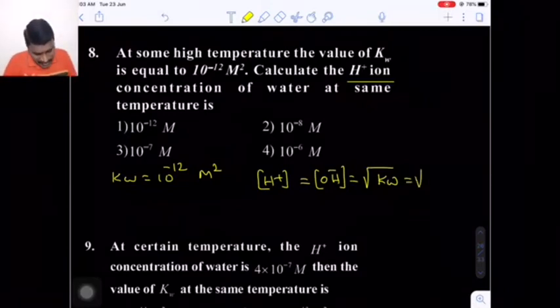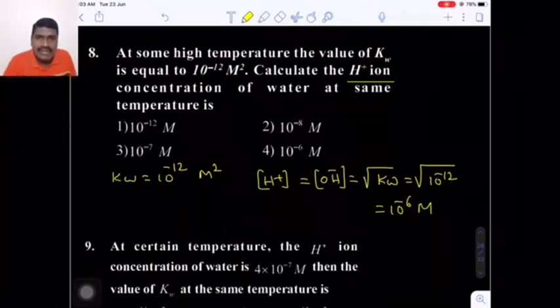Now what is the Kw given in the question? 10 raised to minus 12. Under root of 10 raised to minus 12 will be equal to 10 raised to minus 6 moles per liter. This is the H plus ion concentration as well as the OH minus ion concentration. 10 raised to minus 6 will be the answer. That is the fourth option.